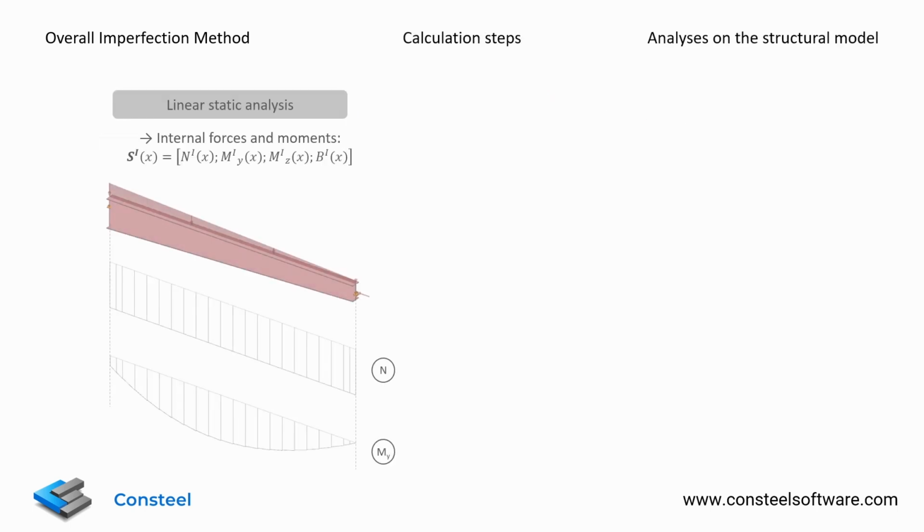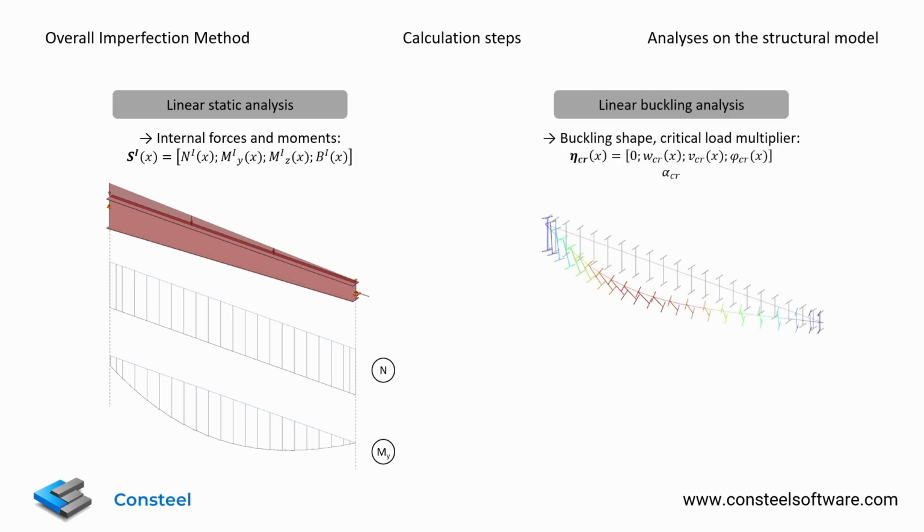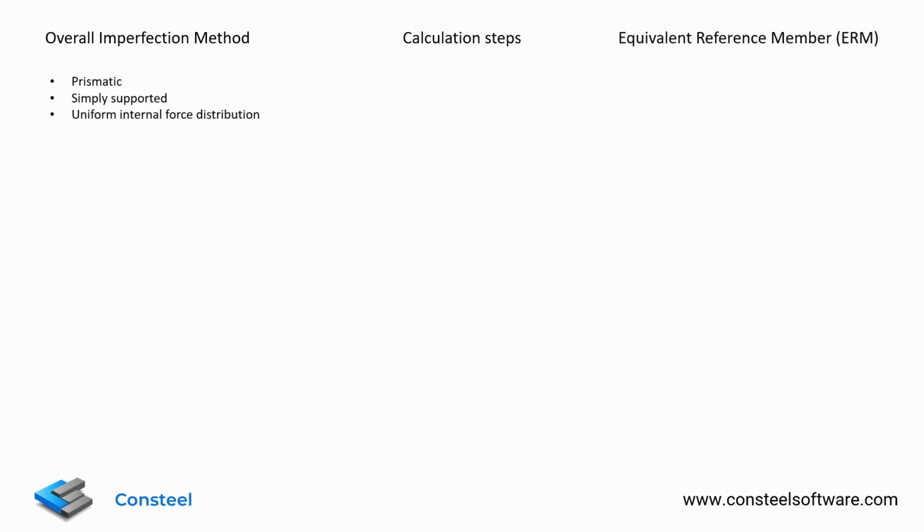First, we need a linear static analysis to get the internal forces and moments, and also a linear buckling analysis to get the buckling shape and the critical load multiplier. To be able to apply the strength reduction-based standardized calculation formulas of the Eurocode, we need to substitute the real member with a so-called equivalent reference member. This reference member has to have a prismatic cross-section, has to be simply supported, and its internal forces need to have a uniform distribution. The approach of the equivalent reference member works similarly to the effective length concept.